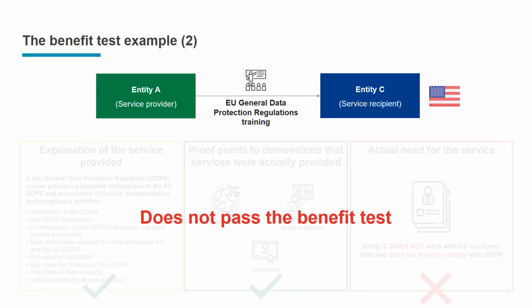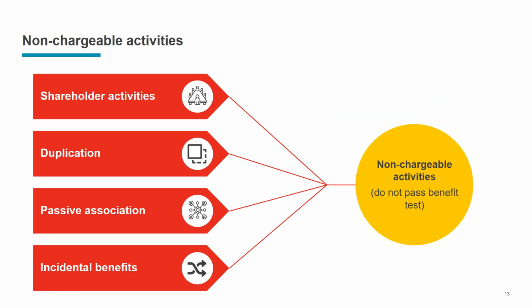This is a general benefit test application, and OECD also demonstrates several particular cases or particular activities which would not pass the benefit test, which should not be regarded as intra-group service. And those include shareholder activities, the duplication of services, passive association, and incidental benefit. So all those four categories of activities are non-chargeable activities because they do not pass the benefit test. And let's now go one by one and look at them in more detail.